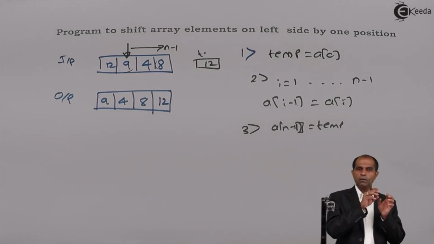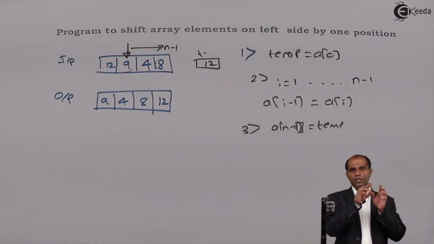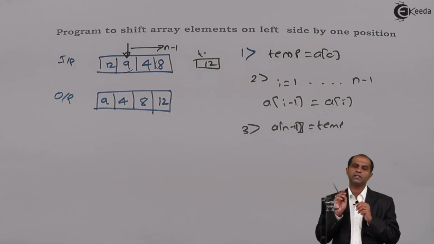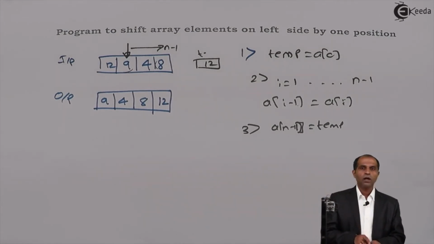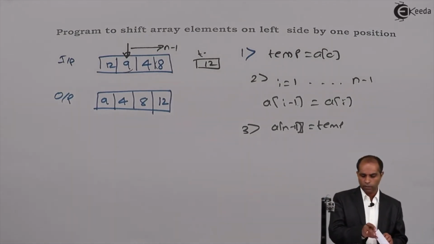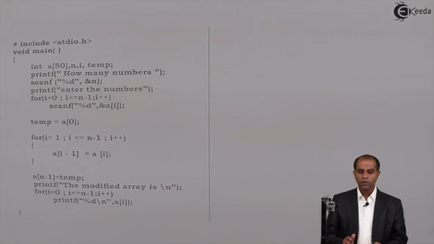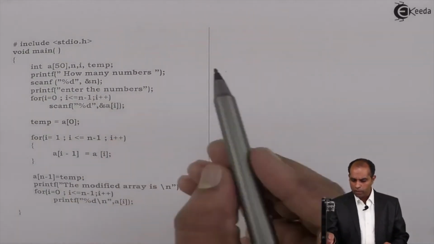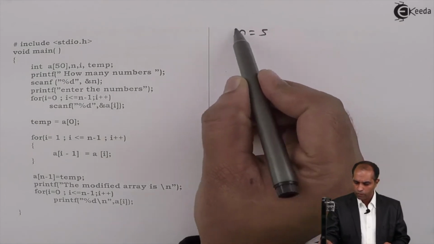And then since the element has been taken out from a of 0, it should get fixed at a of n minus 1, and that is in temp. Let's look at the code and understand this with a set of numbers also. The concepts which I spoke, assume the number n as say 5.